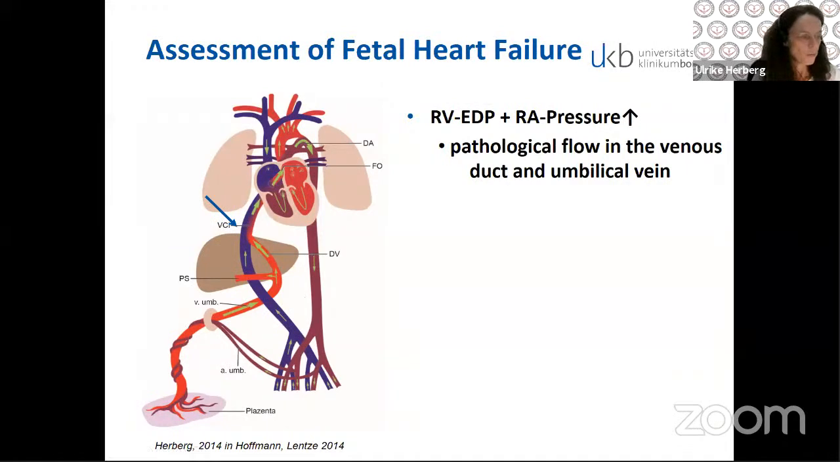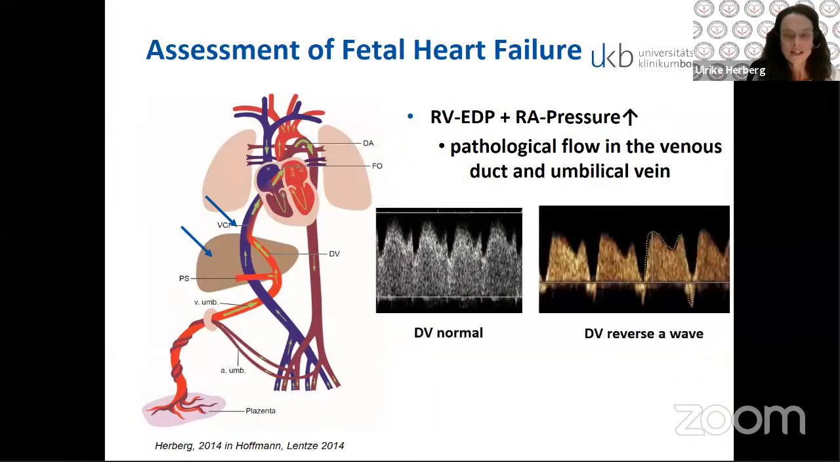Changes in the Doppler flow pattern are first seen, therefore, in the vena cava inferior or venous duct. So if the right end diastolic pressure is increased, the right atrial pressure is increased, then also the duct may show differences in its flow pattern. This is the normal flow across the venous duct. And this is the flow in a venous duct with increased right atrial pressure. And we do see the negative A wave.